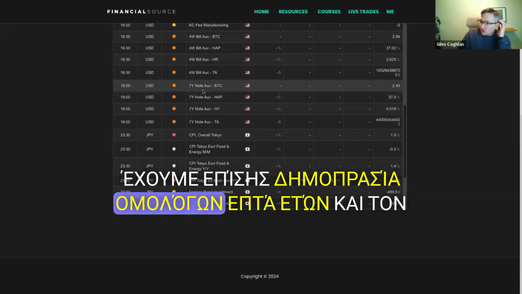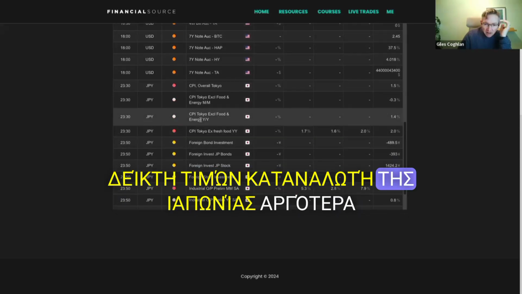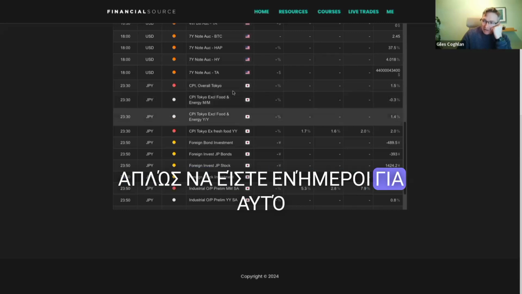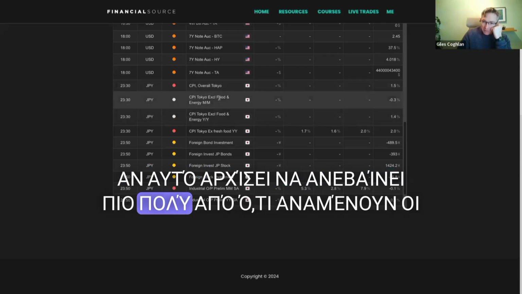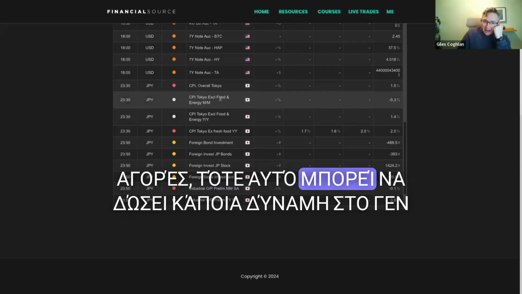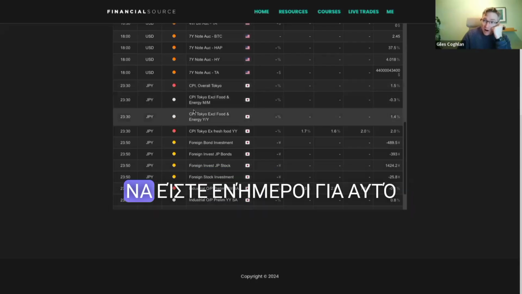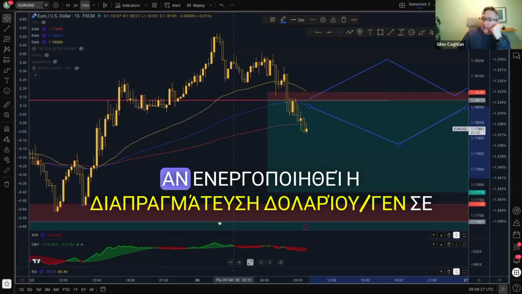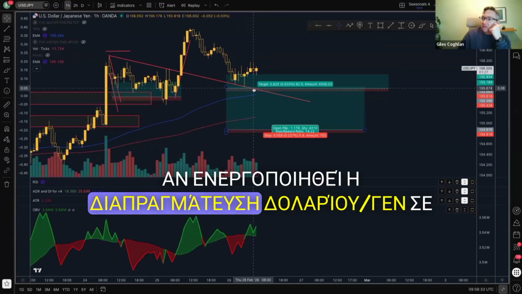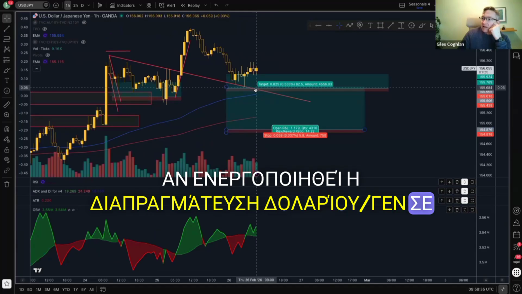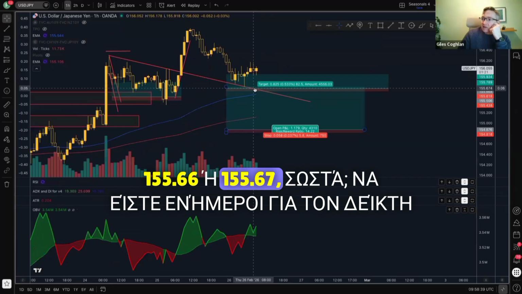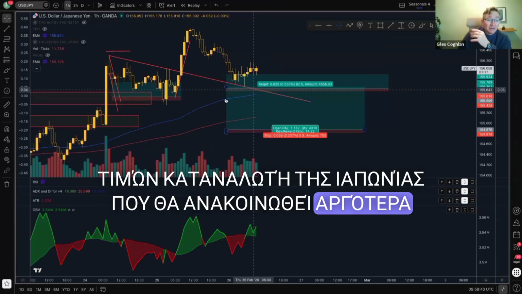Then we've got the 7-year bond auction and Japanese CPI coming up later. That could influence the yen bias, so just be aware of that. If that starts coming in hotter than markets are expecting, then that could give the yen some strength. So just be aware of that if we do get triggered into the dollar yen trade at either of those levels, the 155.6, 155.7. Just be aware of that Japanese CPI coming out later tonight.